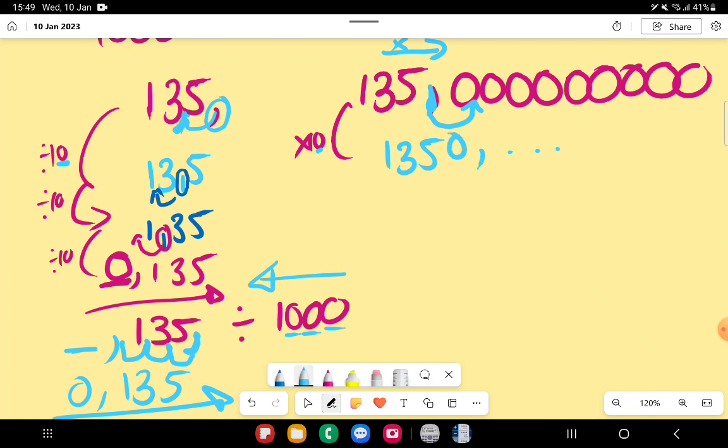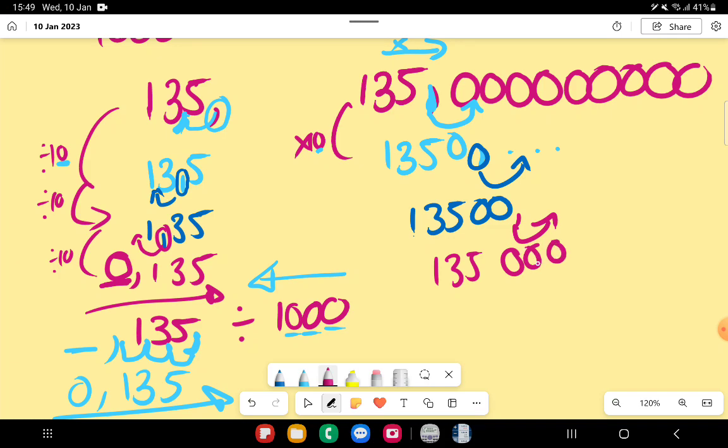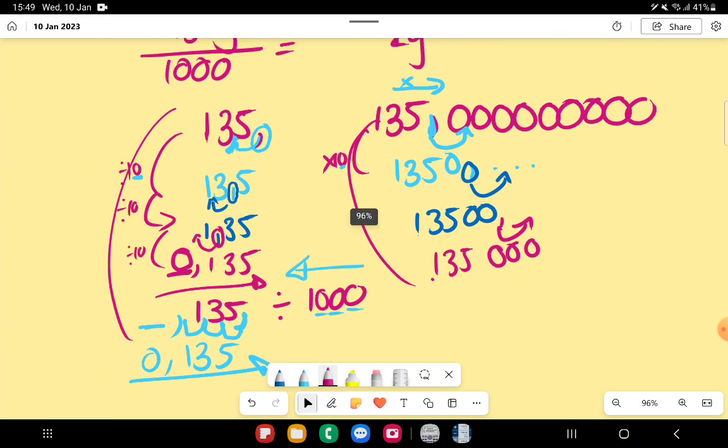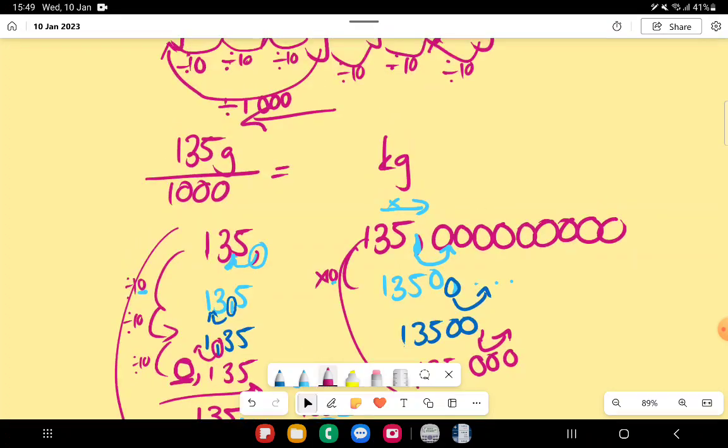Let's do it again. If I multiply by 10, this is going to move one space to the right. So it becomes 13500. And if I do it one more time, then this comma is going to move to the right one space. It becomes 135000. So this is times 1000 and this is divided by 1000. So I hope you understood that conversion concept over there.